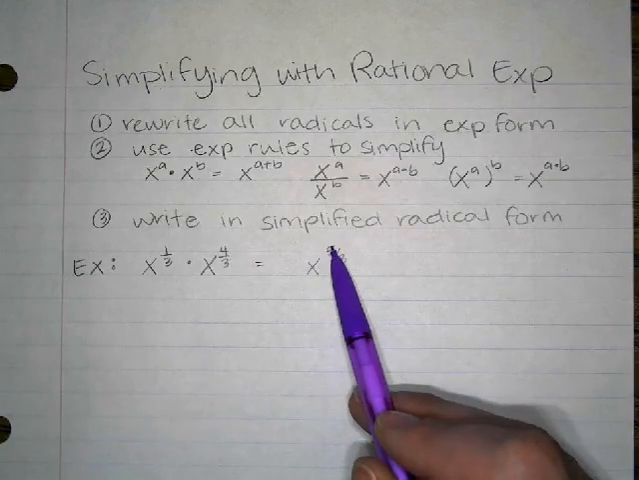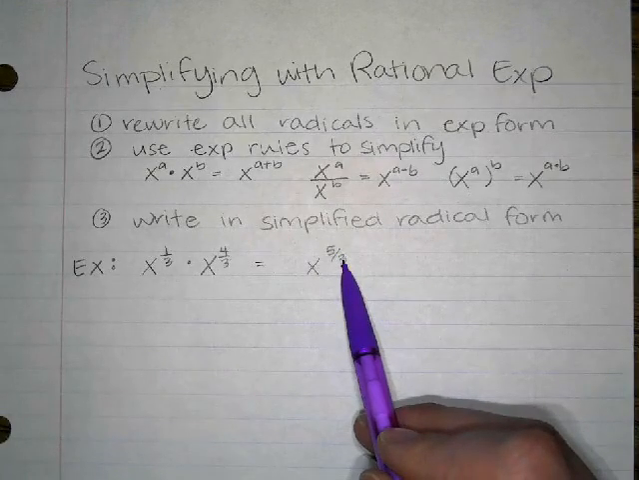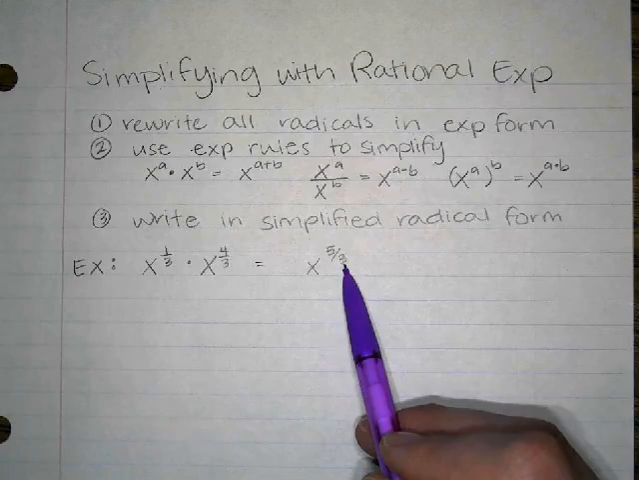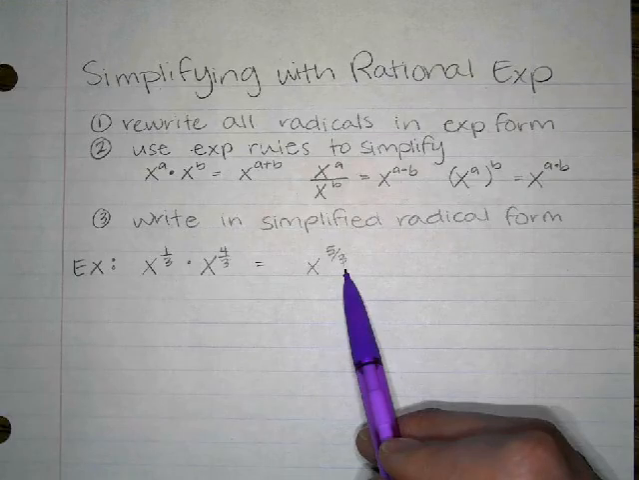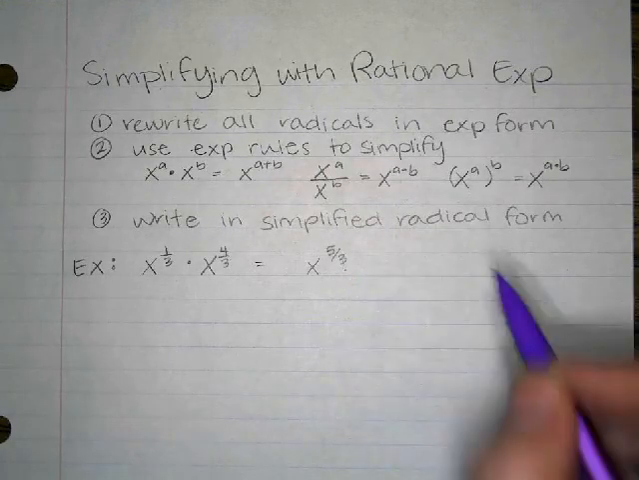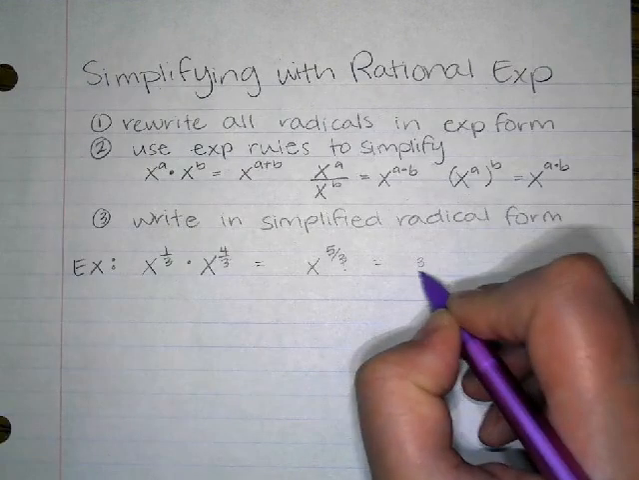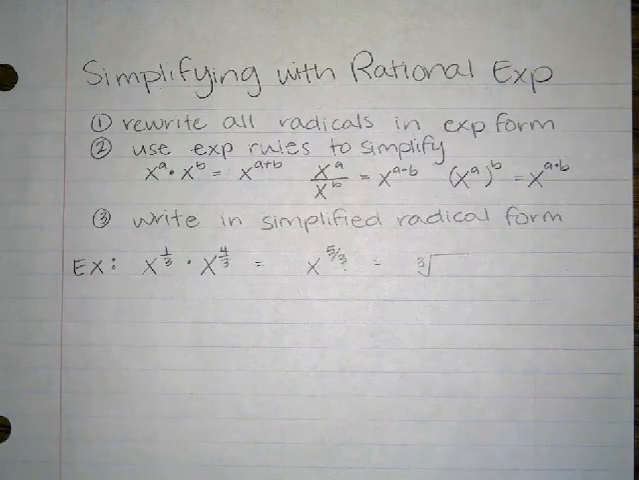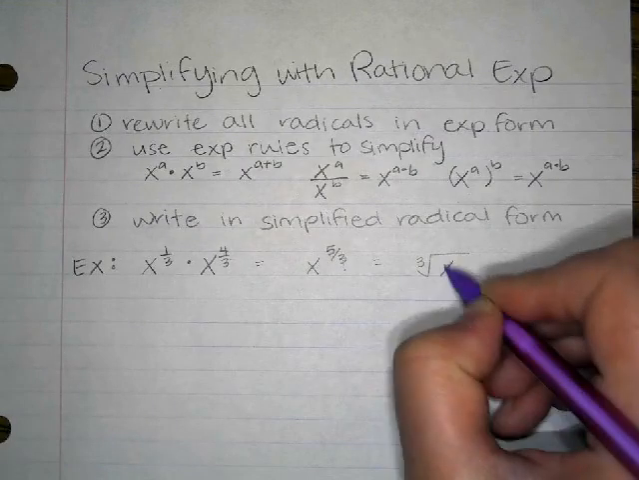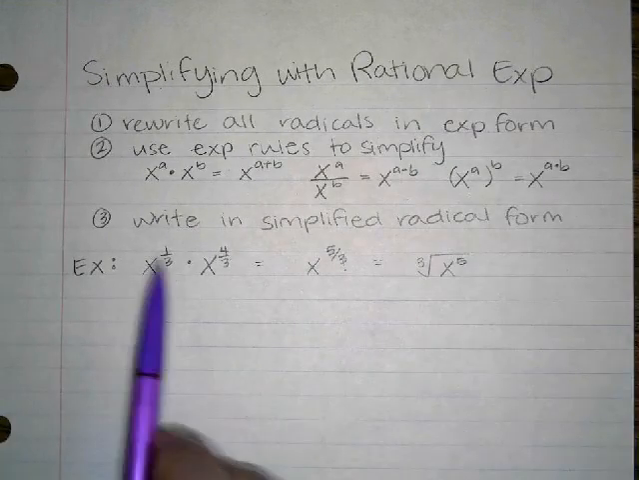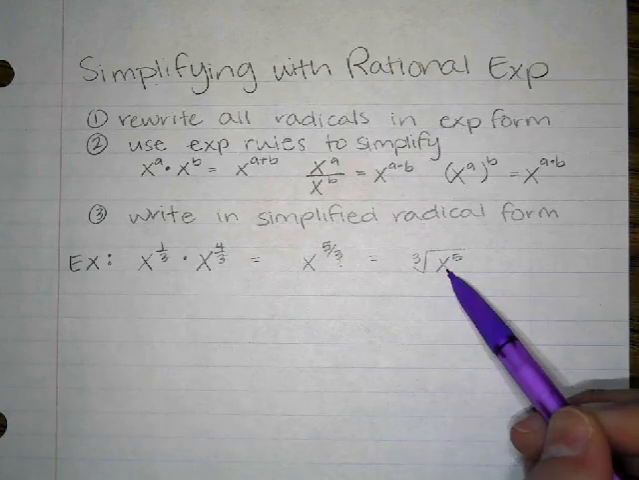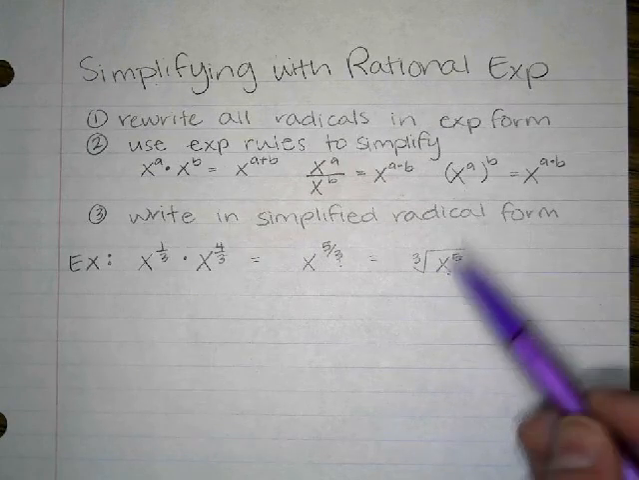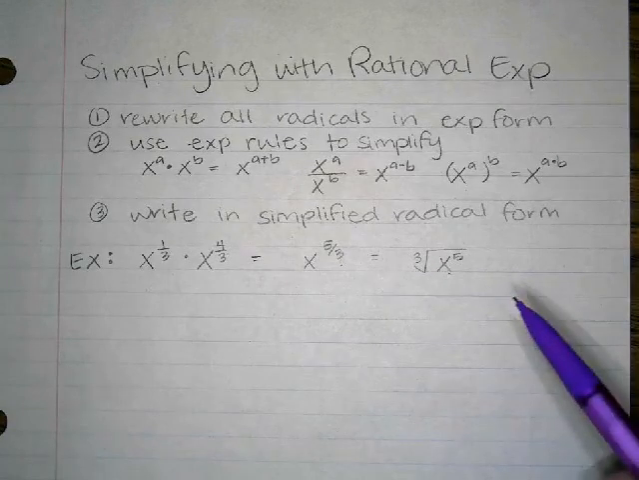So if it says 5/3, then what type of radical is that? It's got a 3 on the bottom and a 5 on the top. It's a cube root of x to the 5th. And then if we're going to simplify this now, how could I simplify an x to the 5th underneath a cube root?